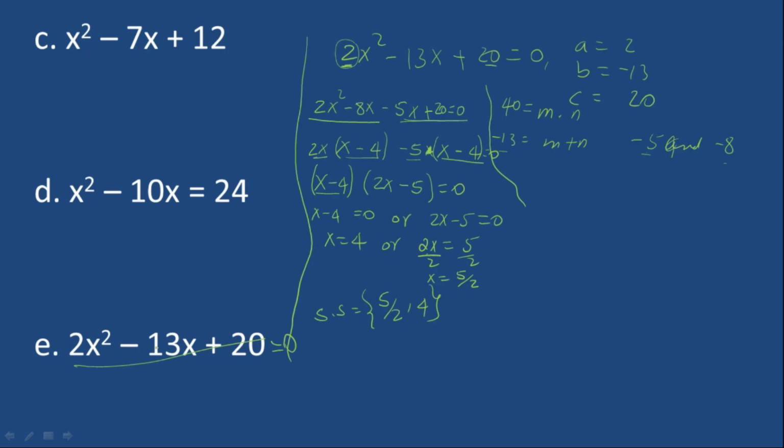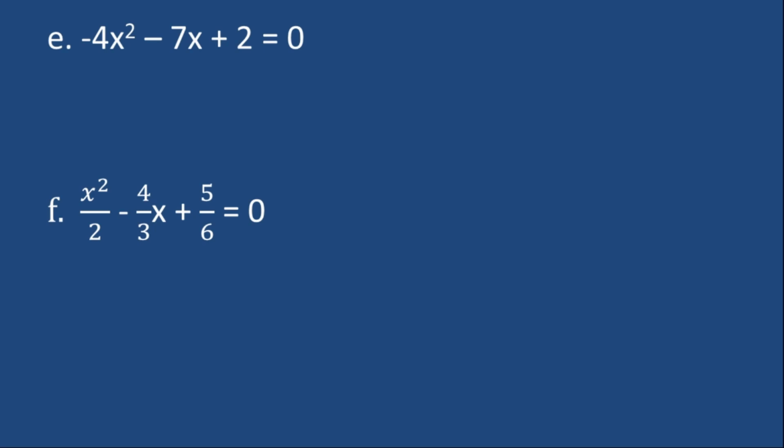So from this, if you put 5 over 2 instead of x, you will get this statement equal to 0. Or if you put the number 4 instead of x, again this equation becomes true. Otherwise, if you substitute another number besides those two numbers, the equation is not equal. Okay, continuing, this is for E: negative 4x squared minus 7x plus 2 is equal to 0. Again, from this, a is how much?